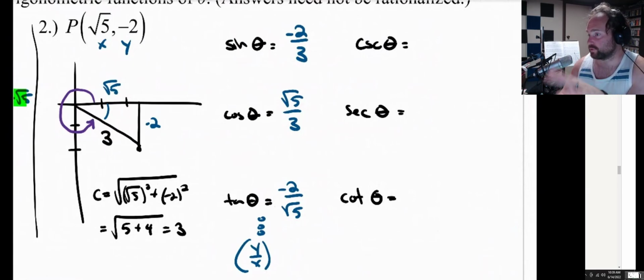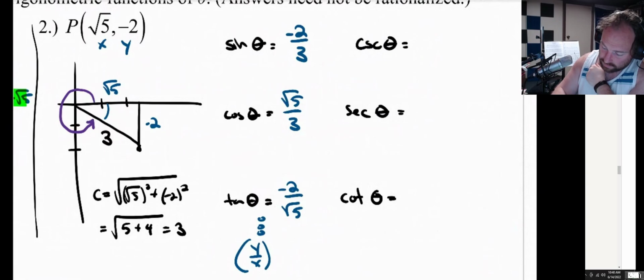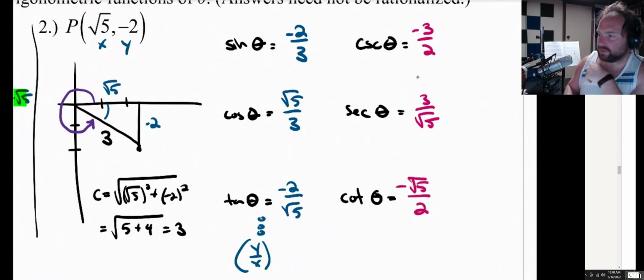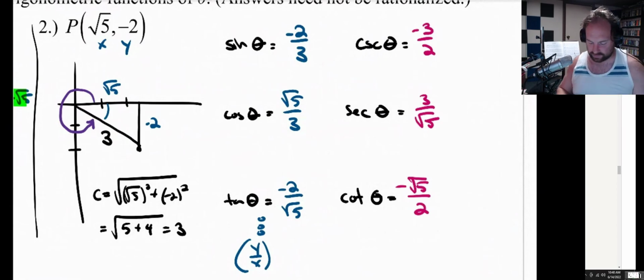Cosecant, secant, cotangent, we're just going to flip these 3 answers. It'd be negative 3 over 2, 3 over the square root of 5, and negative square root of 5 over 2. There you go. There's your 3 answers, or 6 answers. So far, so good. Again, which quadrant you're in, what's positive, what's negative, those are always things to think about. But for the most part, we're just doing a little bit of right triangle nonsense here.